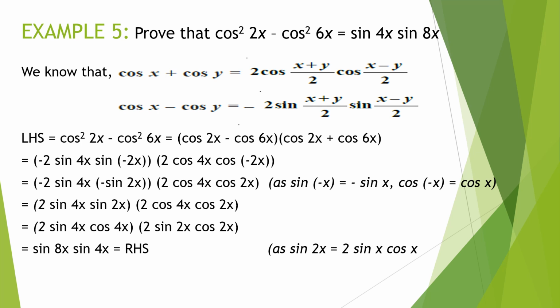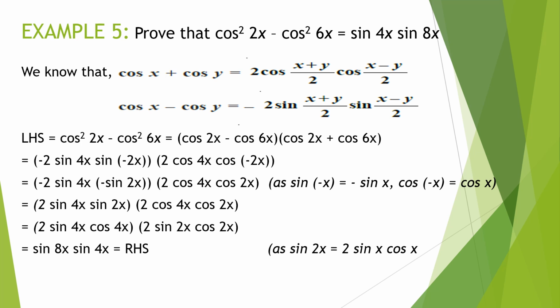Now we know that sine of minus x is minus sine x and cos of minus x is cos x. This is the first formula which we have seen. So sine of minus 2x will become minus sine 2x and cos of minus 2x will be cos of 2x. When we simplify this, we get 2 sin 4x sin 2x times 2 cos 4x cos 2x. Now we group the terms having the same angle. So 2 sin 4x cos 4x into 2 sin 2x cos 2x.